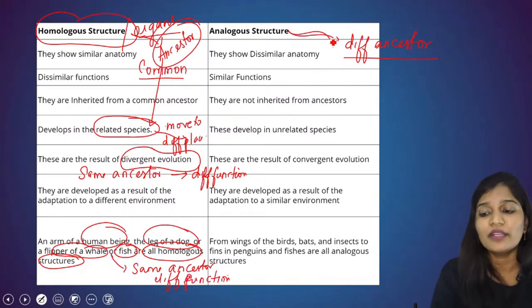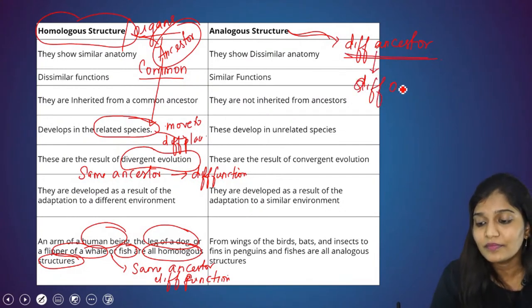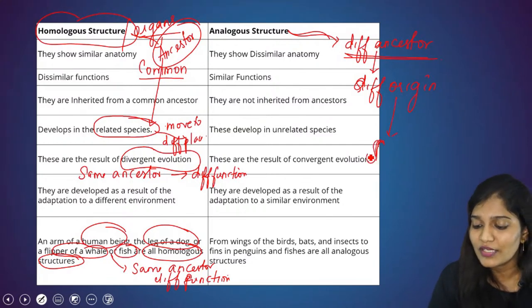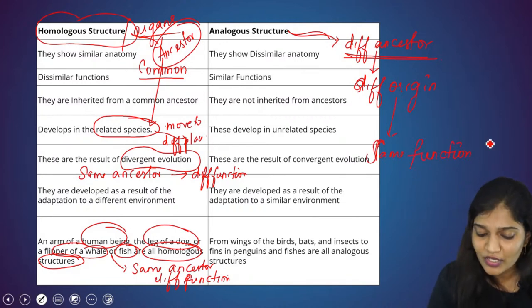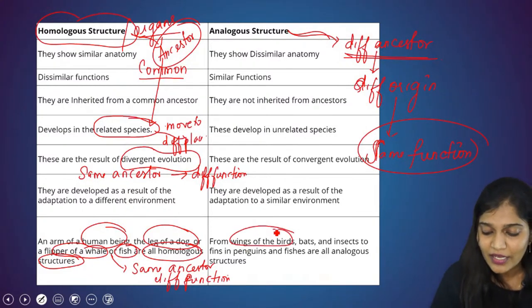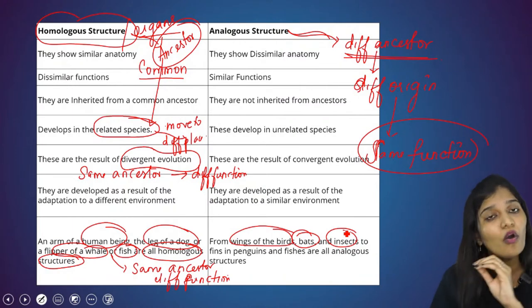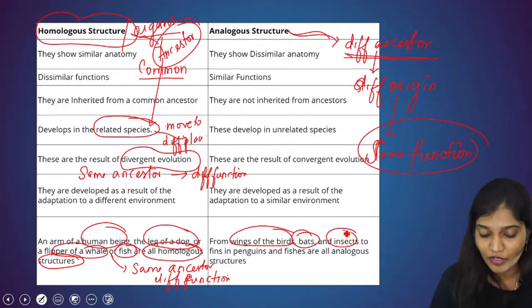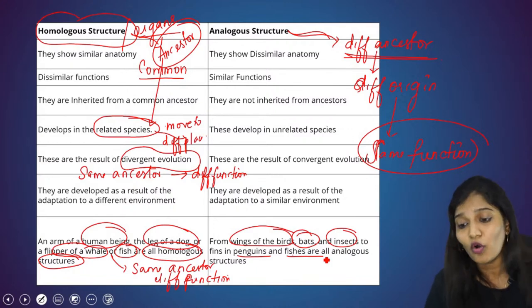Analogous means, just make it the opposite: different ancestors, different origin, but they will all perform the same function. You can take the bird's wing, the bat's wing, the insect's wing. The main purpose is what? For flying. All have the same function, but they are not coming from the same origin. They are all coming from different origins. Fins of fishes are mainly responsible for what? For swimming purposes. Same function, but different origins.